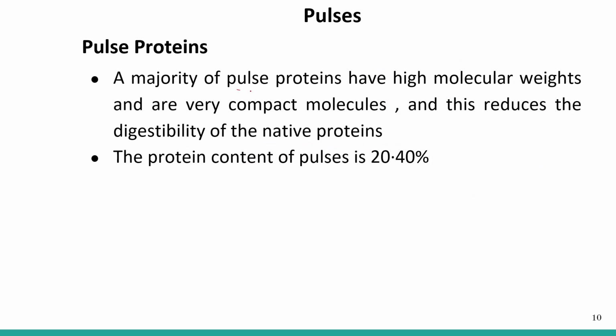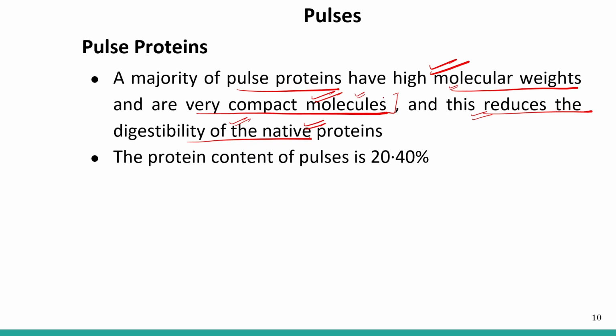A majority of the pulse proteins have high molecular weights and are very compact molecules. So generally they have high molecular weight and compact molecules, and this reduces the digestibility of the native protein. This is a very important point. Due to the high molecular weight and the compactness of the molecule, they are not easy to digest. The protein content of the pulses is 20 to 40%.